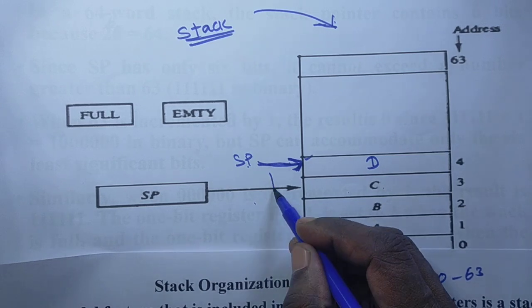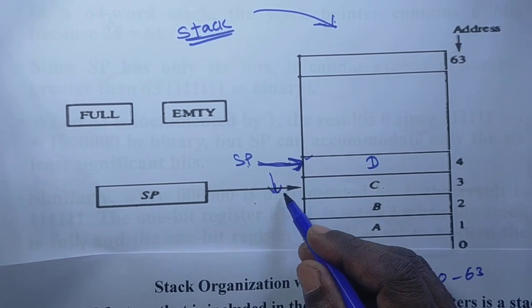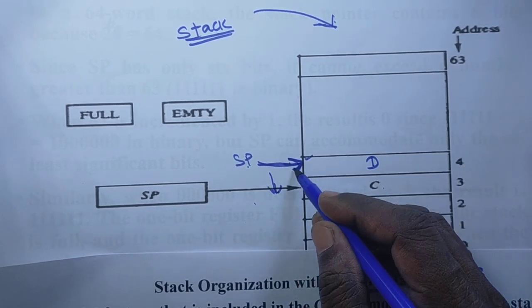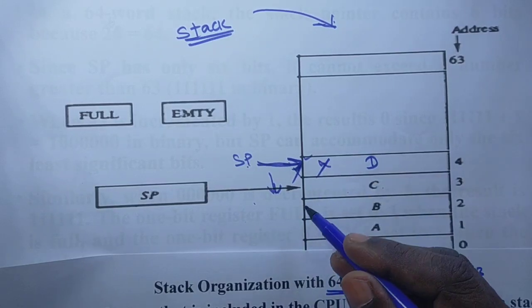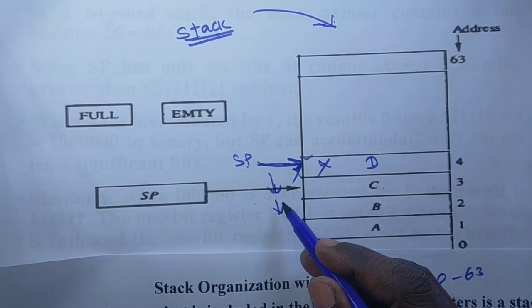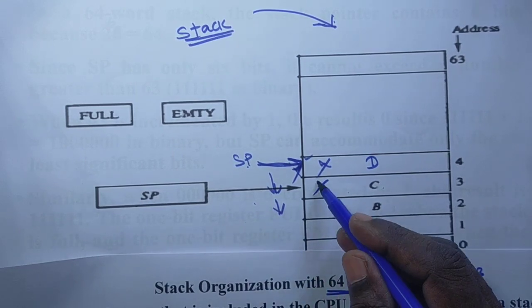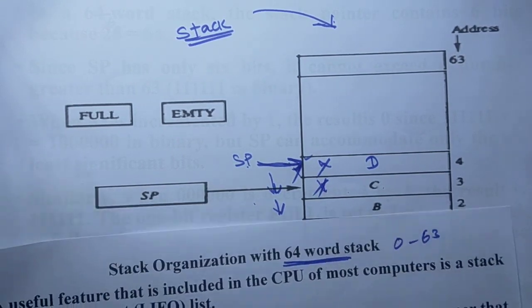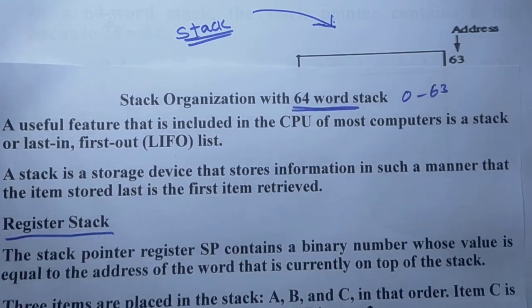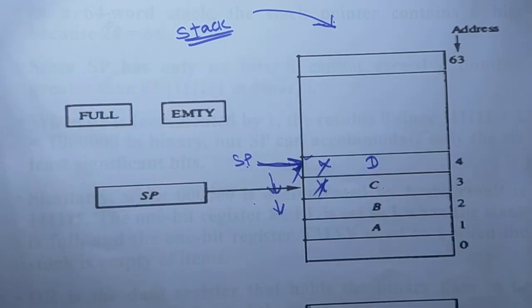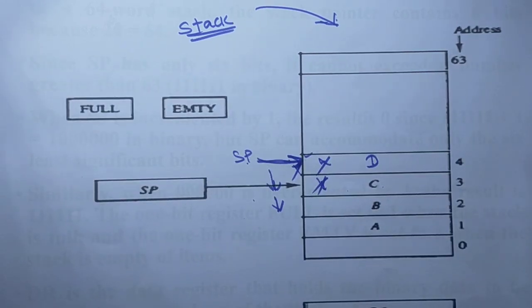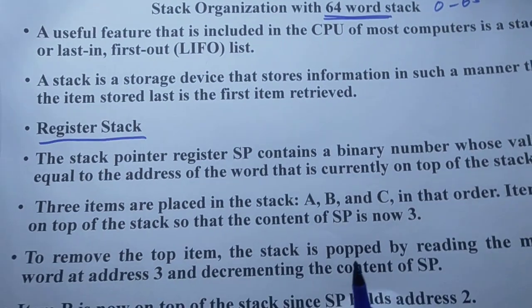Automatically what happens? If you decrease one position, then automatically D will be deleted. This will be deleted automatically. If again the SP position is decreased, then this will be automatically deleted. Okay, like this we can design or we can analyze the stack, the different items in the stack.